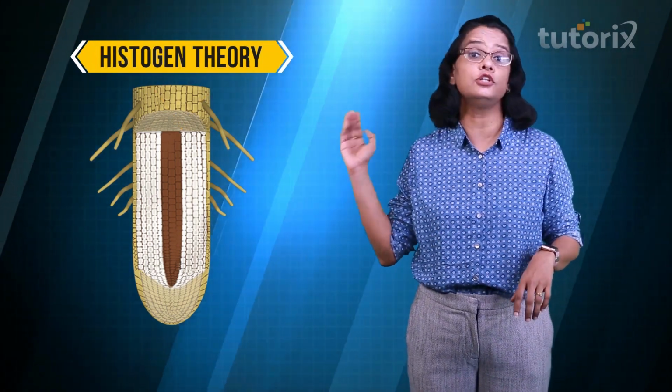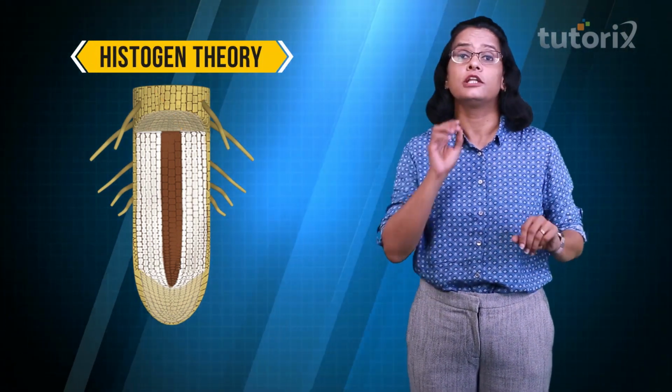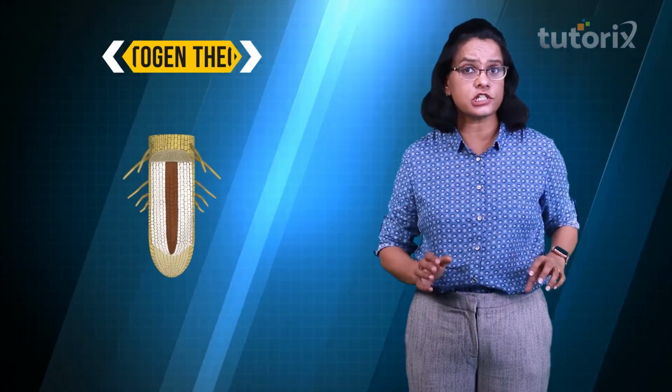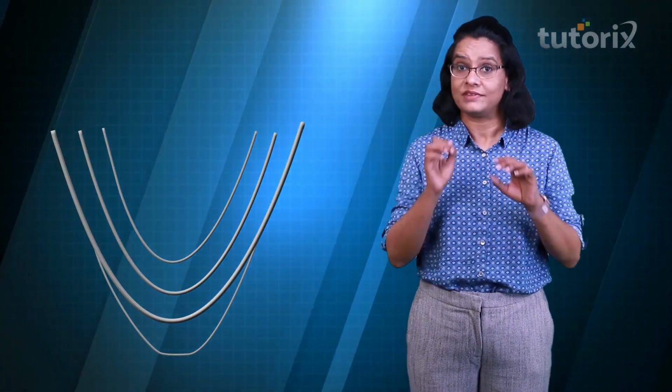Now friends, the root apical meristem can also be explained by the histogen theory, according to which the root apical meristem constitutes three regions. These regions are again just the same.